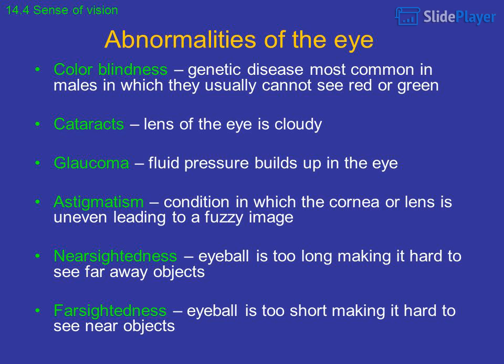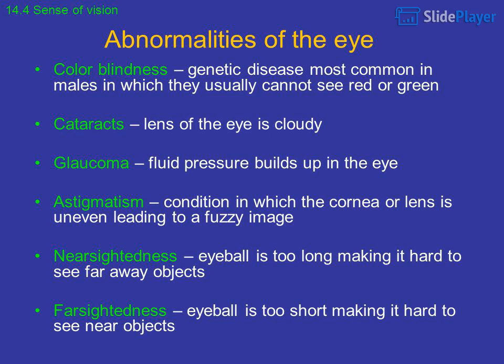14.4 Sense of vision. Abnormalities of the eye. Color blindness, genetic disease most common in males in which they usually cannot see red or green. Cataracts, lens of the eye is cloudy. Glaucoma, fluid pressure builds up in the eye. Astigmatism, condition in which the cornea or lens is uneven leading to a fuzzy image.